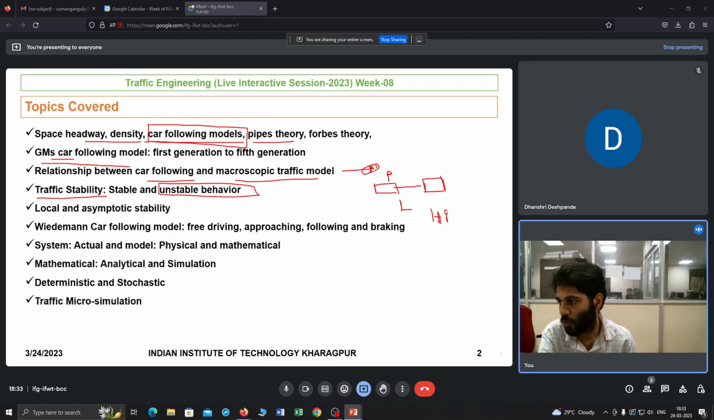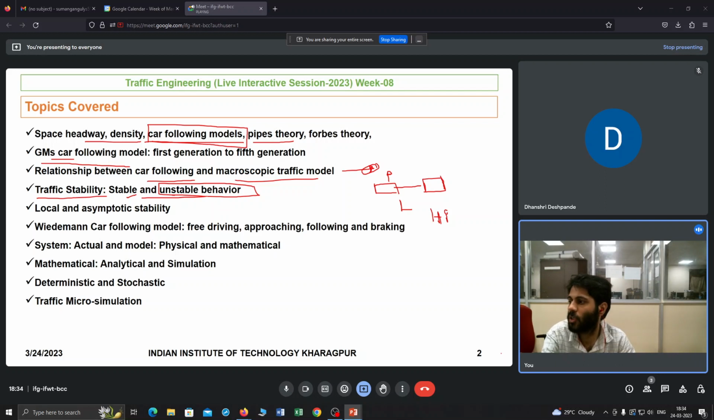Whereas stable behavior indicates that if I see the vehicle is slowing down and I am also slowing down, it will be a kind of uniform or slow reaction, not an abrupt reaction that is causing any problem. Because unstable behavior might lead to problems on the road, right? Due to the sudden braking, maybe my vehicle skids or something like that may happen. So this is called the stability and instability of the traffic.